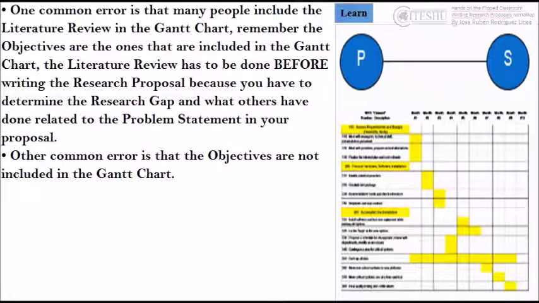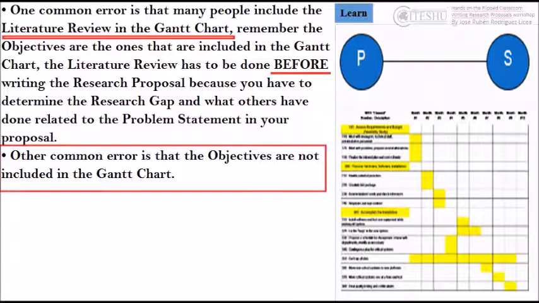One common error is that many people include the literature review in the Gantt chart. Remember, the objectives are the ones that are included in the Gantt chart. The literature review has to be done before writing the research proposal because you have to determine the research gap and what others have done related to the problem statement in your proposal.